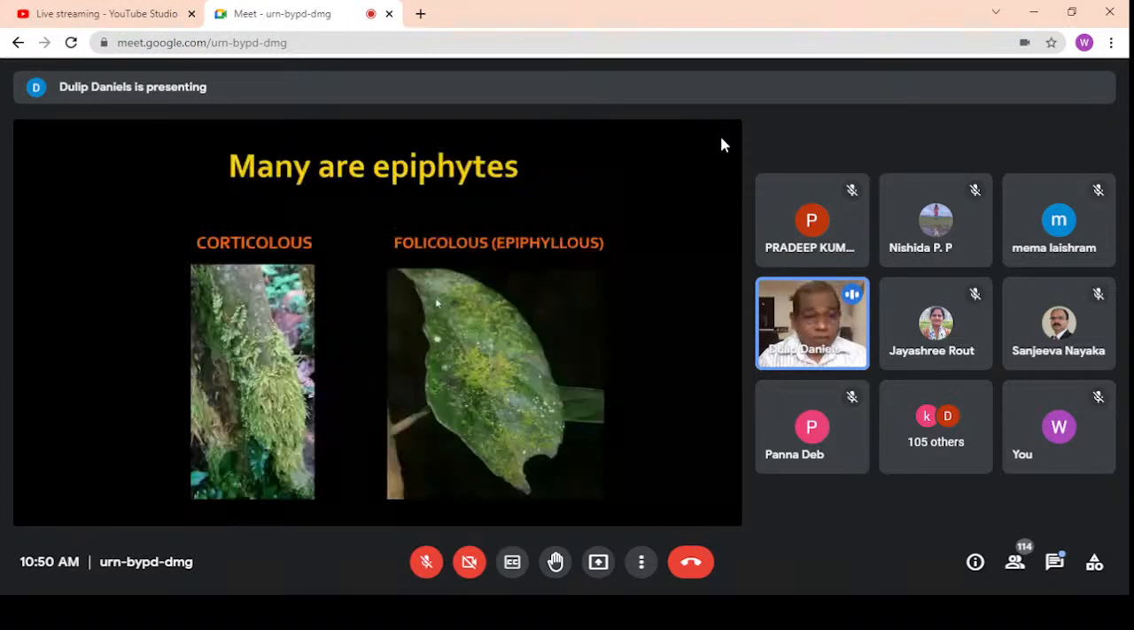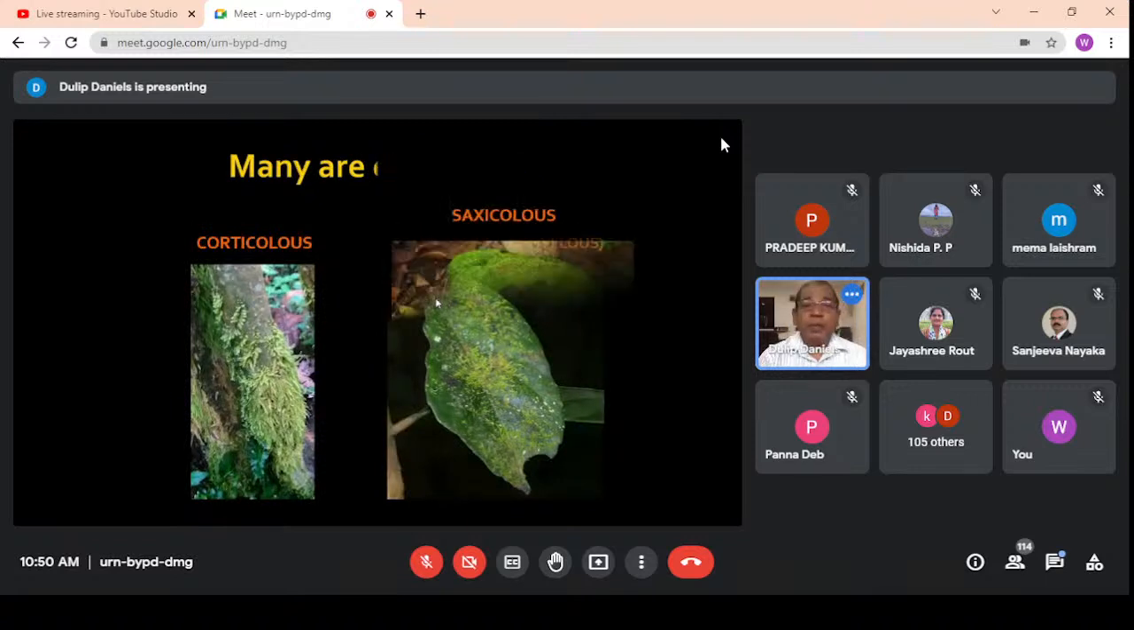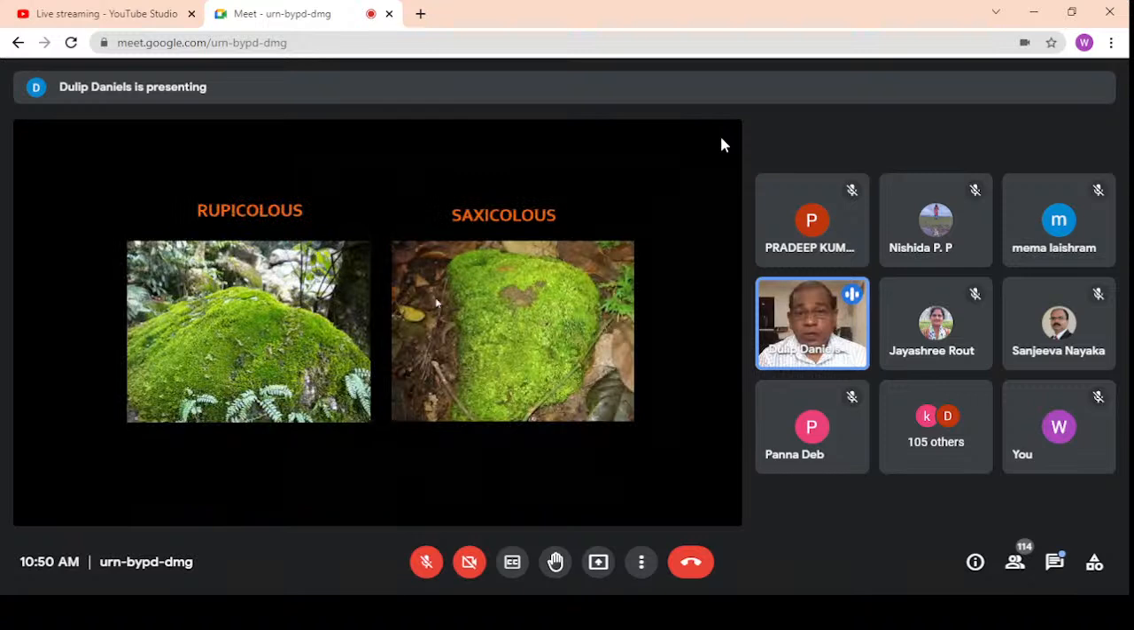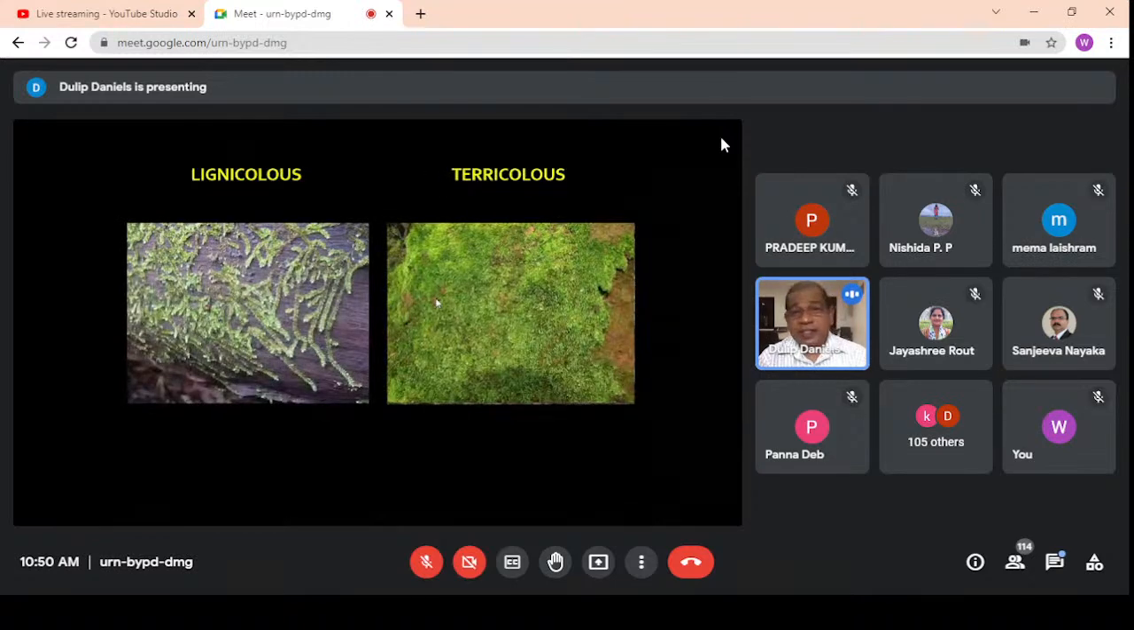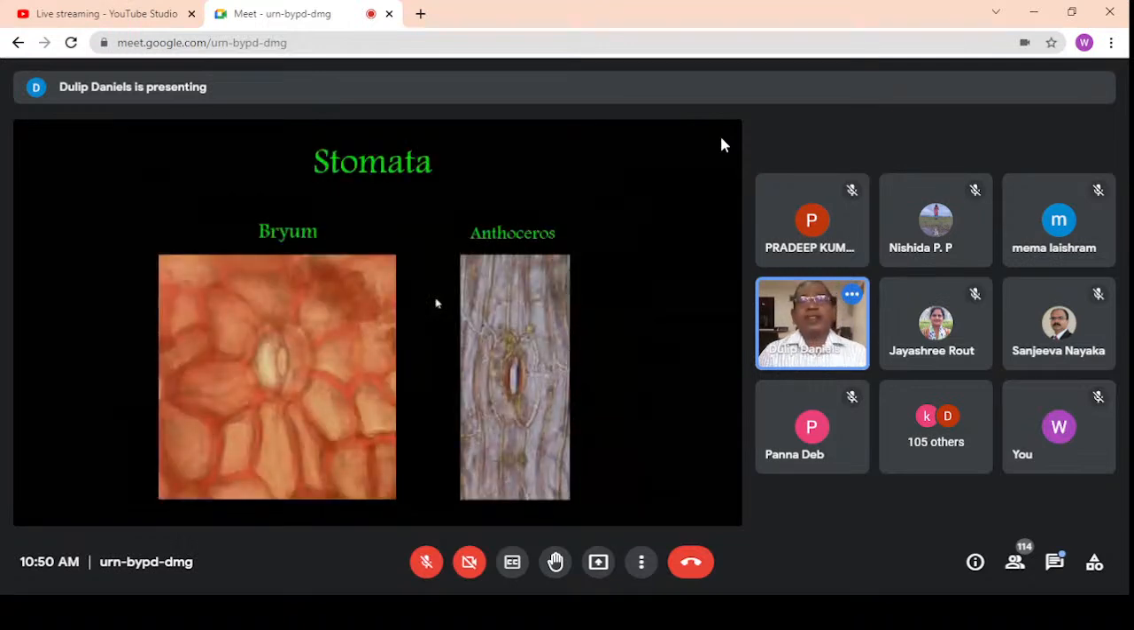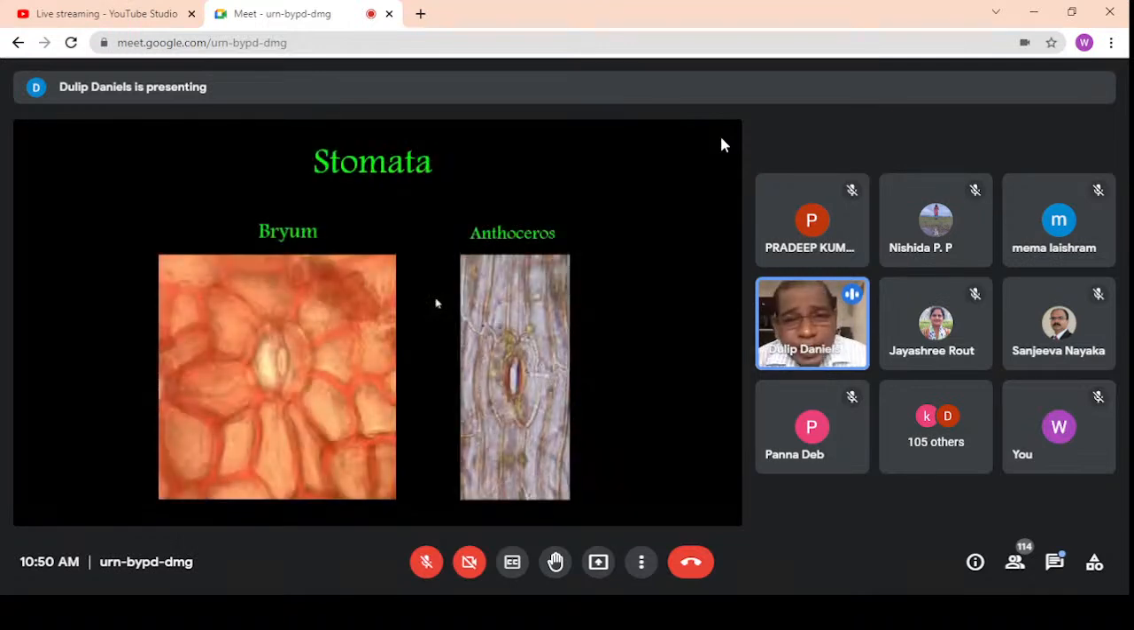You also have corticolous forms, epiphyllous forms, rupicolous, those growing on stones, lignicolous, growing on logs, then on soil. Then there is diversity even in the stomata. This is the stoma of a Bryum taken from a Bryum capsule, and this is, of course, an Anthoceros sporophyte.